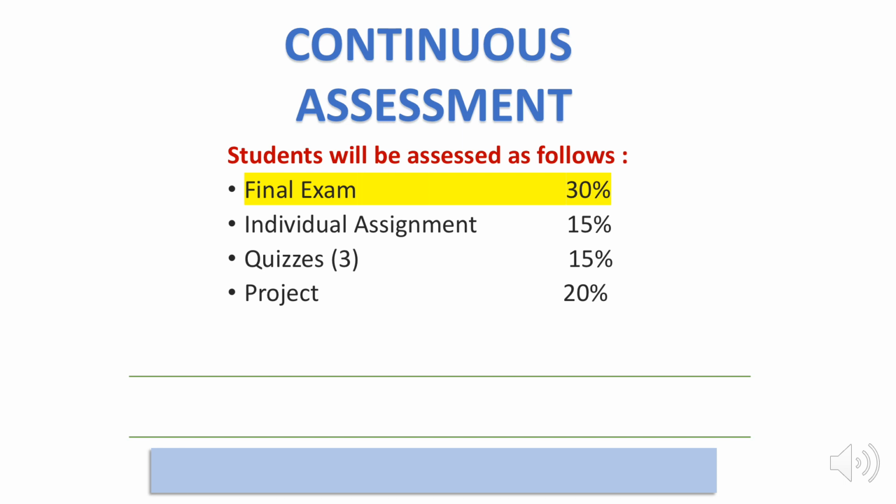So your individual project is actually individual. You have to create it on your own. It's a very simple web page, a very mini project. The total for the project is 20%, including the group project.